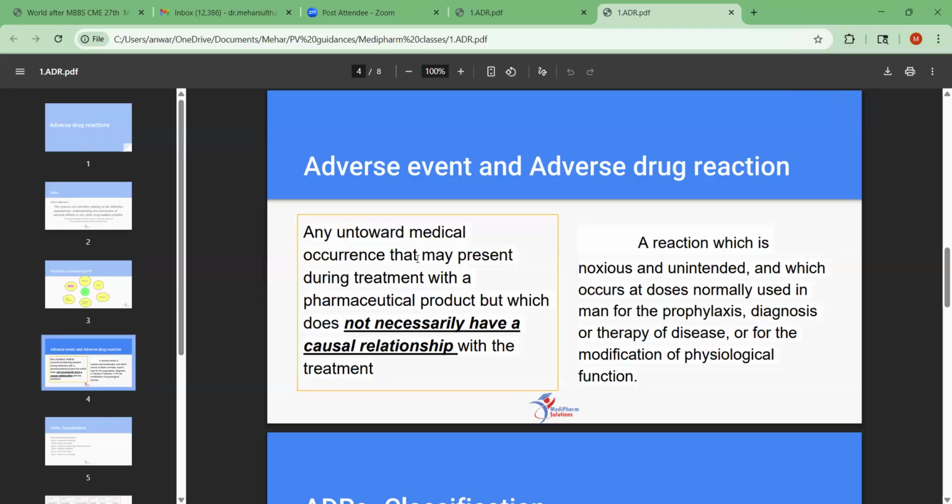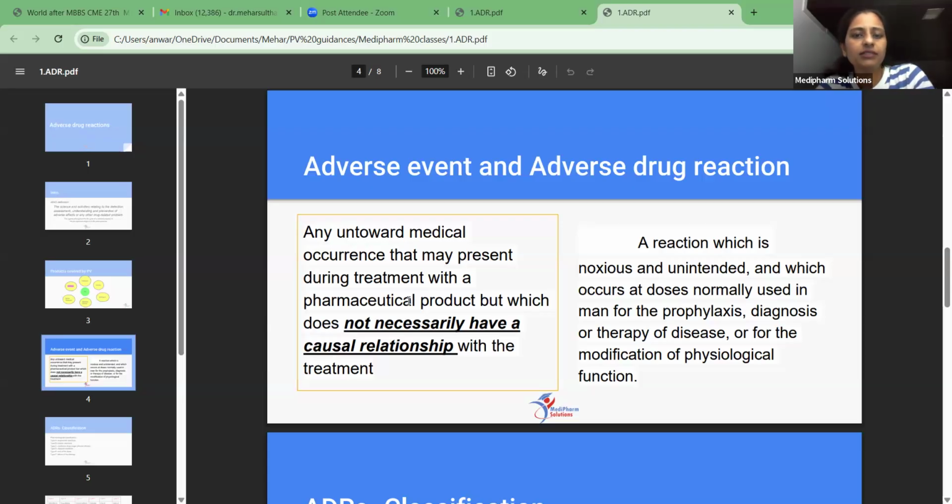It's an event, adverse event. Yes, it is an adverse event. It is an untoward medical occurrence that may present during the treatment. It could be anything, any untoward medical occurrence which occurred after the patient had taken the drug. It does not necessarily have to have a causal relationship. Causal relationship means it may not be related to the drug. That event may not be related.